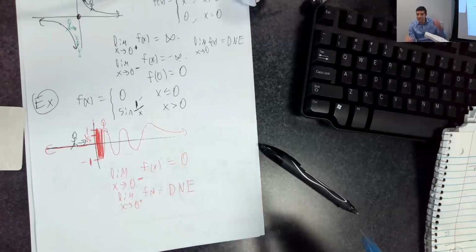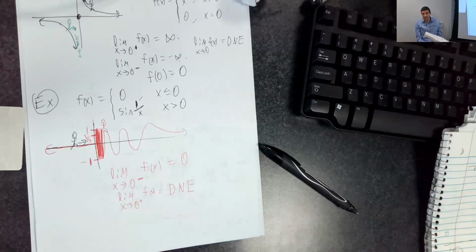Cosine, yes, same issue. That's right. It wouldn't matter. Cosine is just a shifted sine wave, so the same problem will just be oscillating like crazy. What about tangent? With tangent, you should have the same issue. Yeah, we'll have the same issue. Get random numbers.